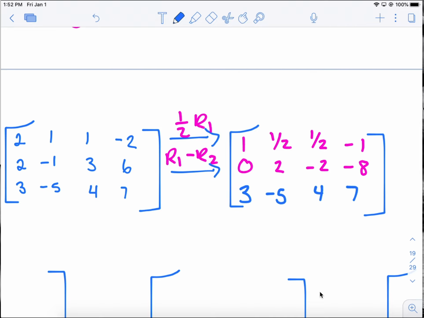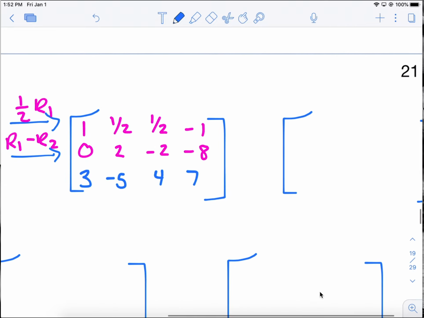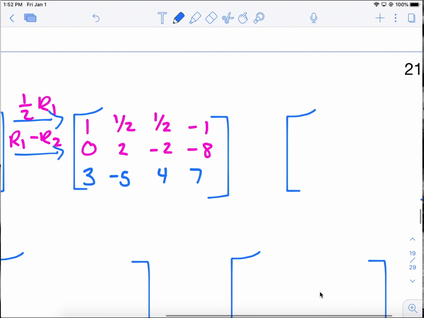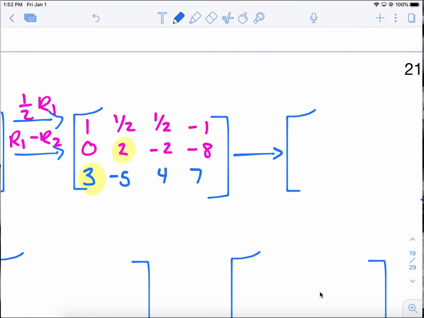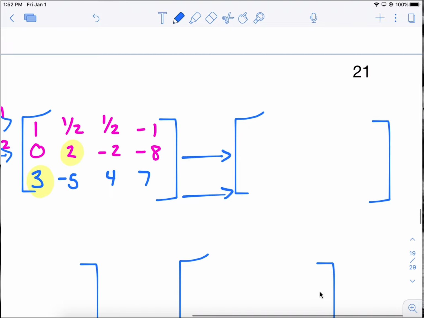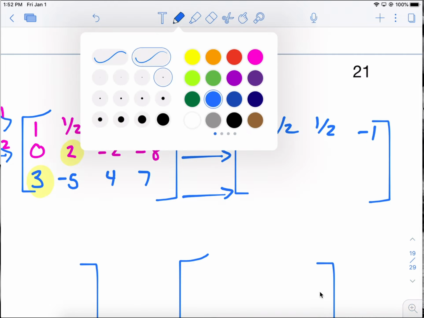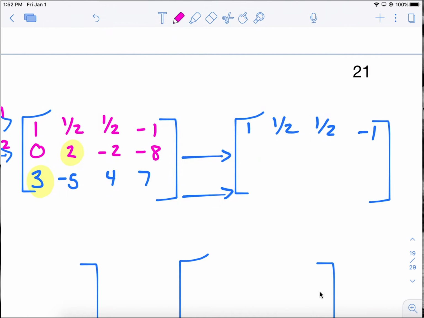Okay. All right. Next goal, I'm going to try and zero out this bottom guy. Okay, so my next goal is to try and zero him out and turn this guy into a 1. Let me draw my arrow so we can write out what we got going on here. Okay, so top line is going to stay the same. 1, 1/2, 1/2, and -1. If I want to turn that 2 into a 1, I'm going to cut everything in half. So half of row 2. So 0, 1, -1, -4.